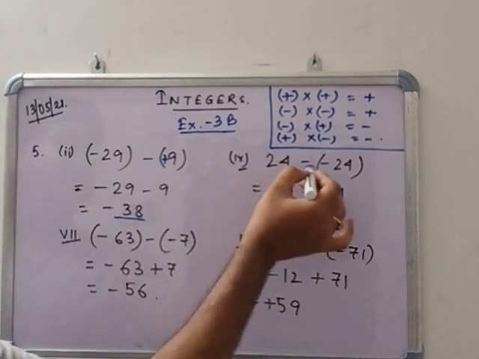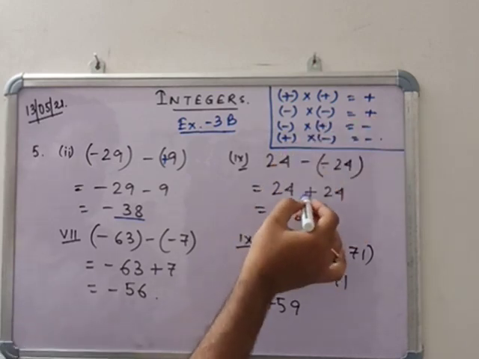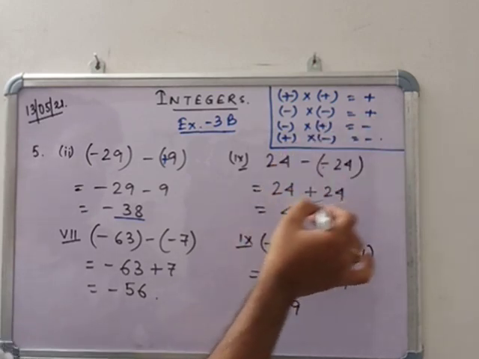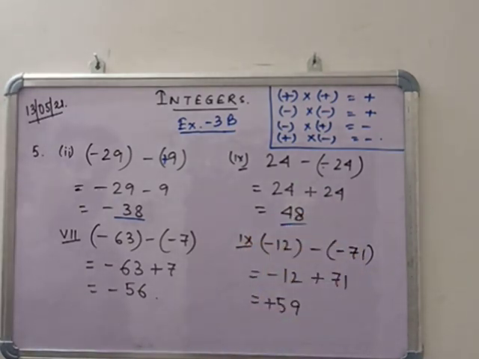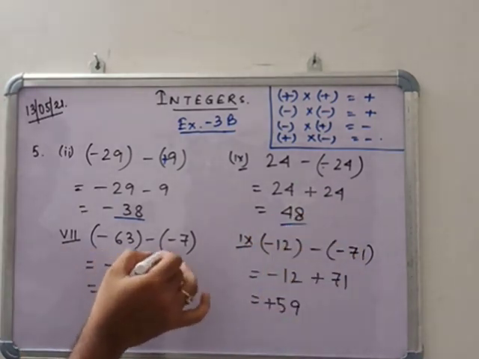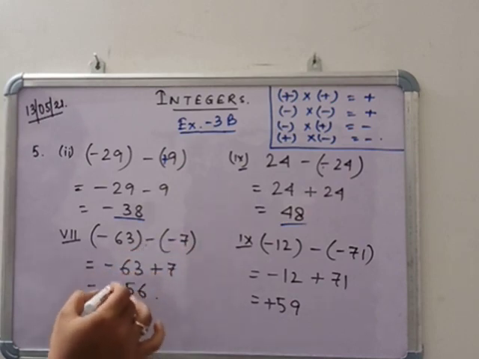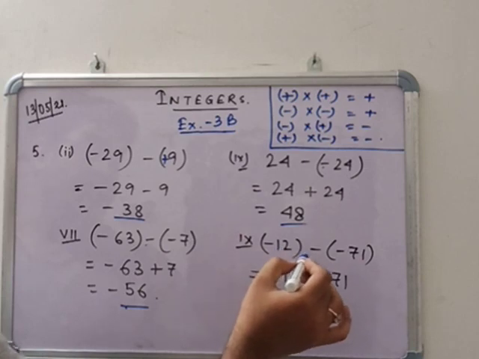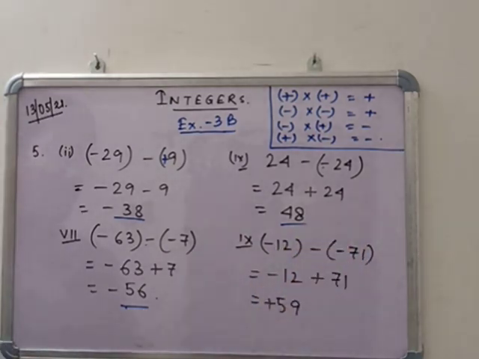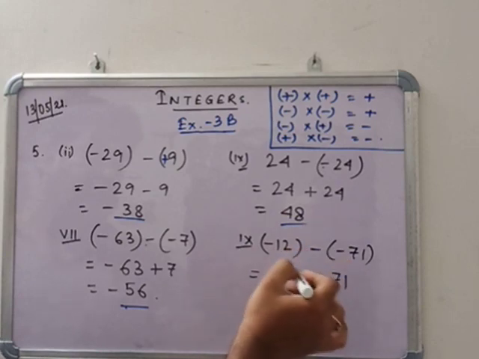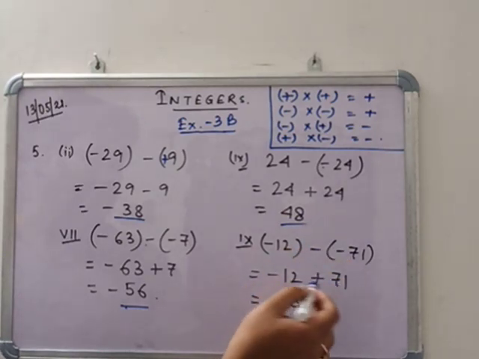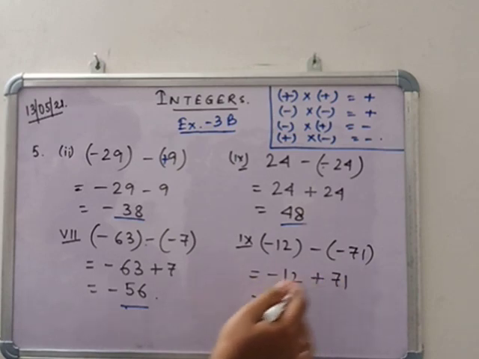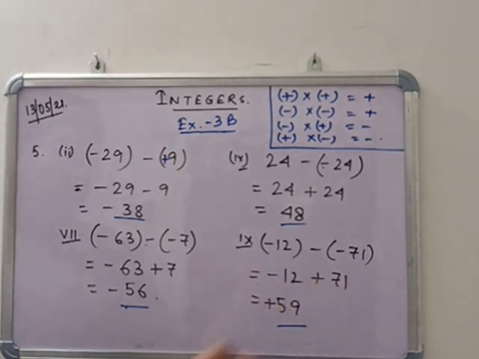Next one, minus minus, same sign, so same sign means plus. So minus minus is plus, 24 plus 24 is 48. Next one, minus 63 minus of minus 7, that means minus minus is plus. So minus 63 plus 7 is minus 56. And the last one, minus 12 minus minus 71, that means plus 71. That means subtraction, and the big one is 71, so the difference is 59 and the sign is plus. So 59. Now, next one.